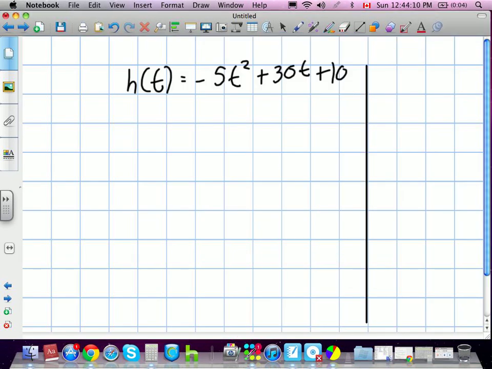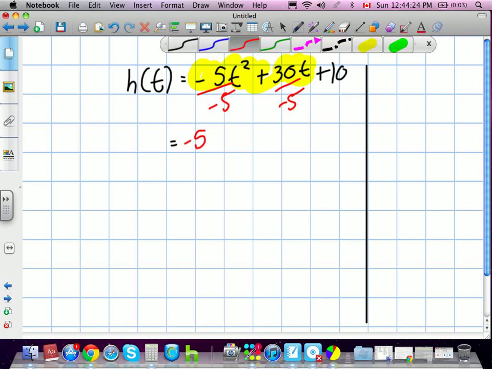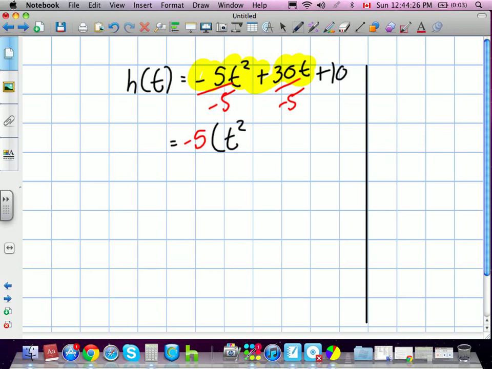Okay, so we did it. Yeah, we did it the long way, so I'm going to shoot through this quickly. First step, take the a value divided by the first two terms. Our a value is negative 5, so I divide both of these by negative 5. The negative 5 is now the a value of our vertex. Inside we're left with t squared minus 6t plus 10.